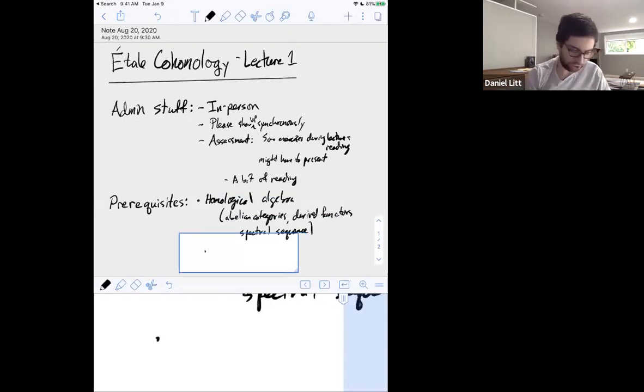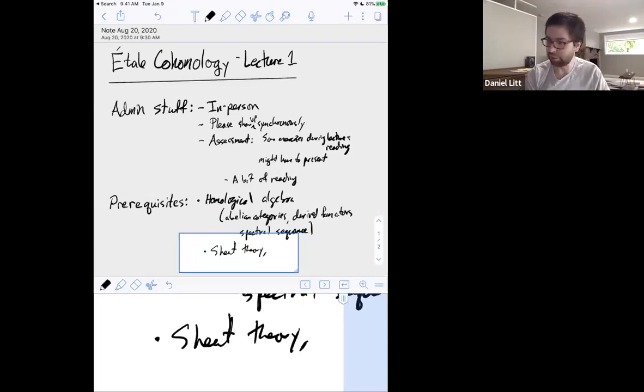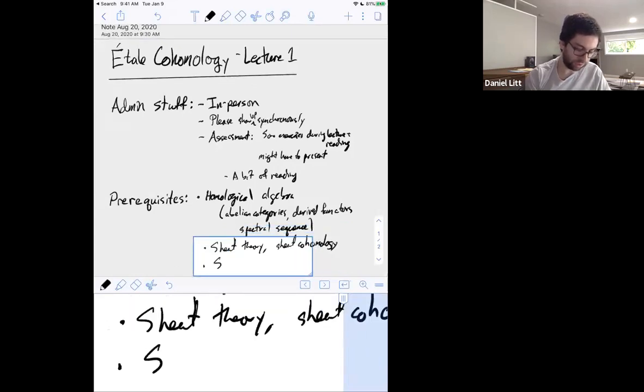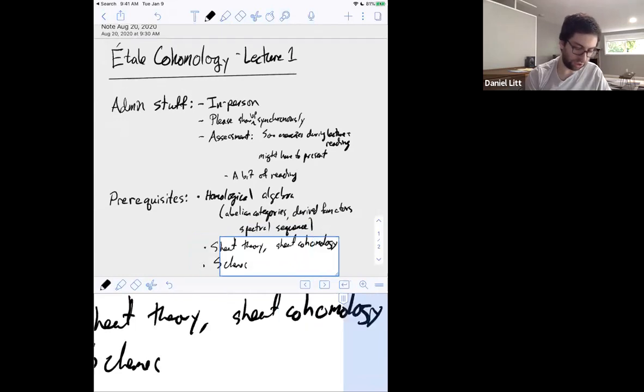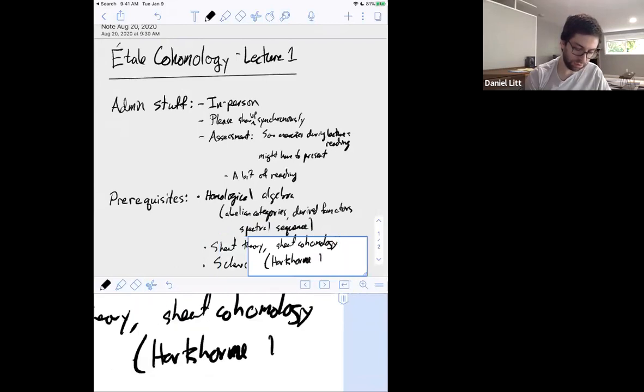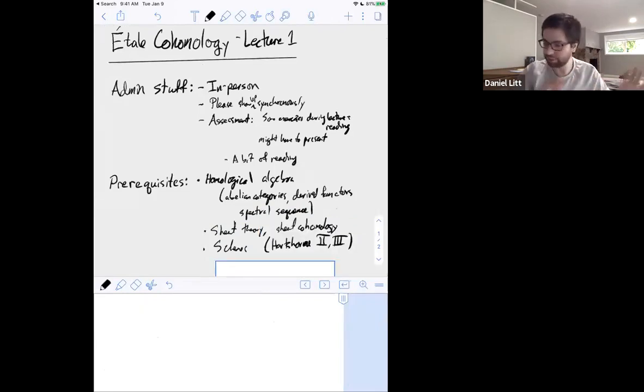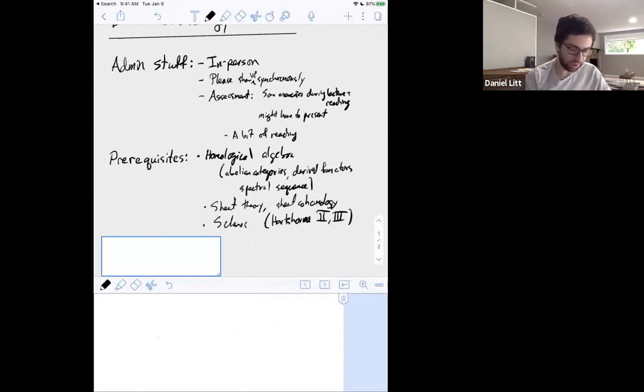Okay, so you should also know what a sheaf is. And you should have some familiarity with sheaf cohomology. Okay, and you should know what a scheme is. So in particular, almost all of this is covered in Hartshorne chapters 2 and 3. So if you've gone through Hartshorne chapters 2 and 3, you have the prerequisites for this course, more or less. So if you're missing some of that, that's okay. Come talk to me and we'll see if we can work it out.